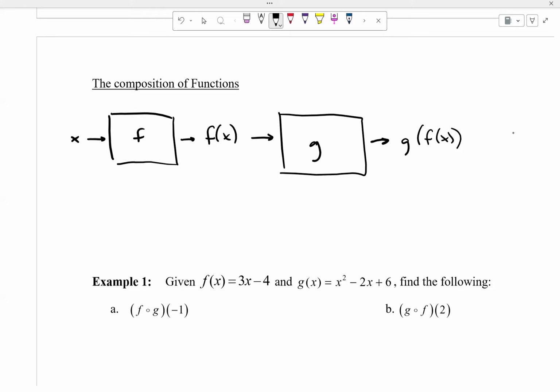Sophia? Can it go through another machine after? Oh, it could, yes. Absolutely. It'd be a mega composite. And if it went through h, then it would be h of g of f of x. I'm a little bit uncomfortable with that notation because it's weird to have parentheses inside parentheses for me. So normally I write it like this.